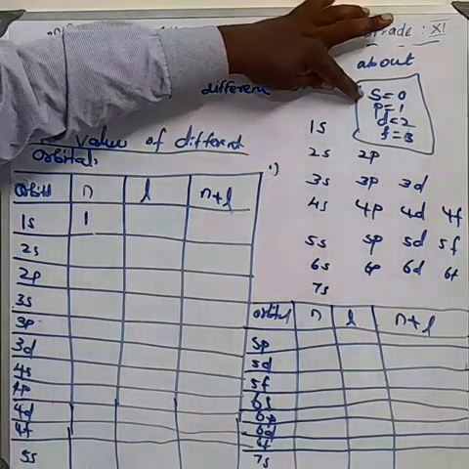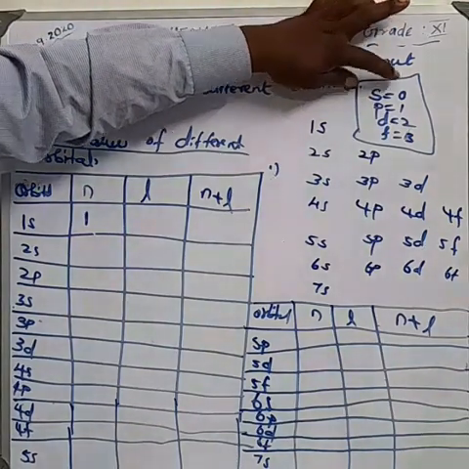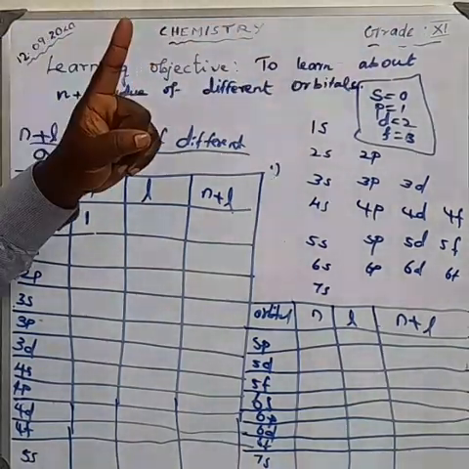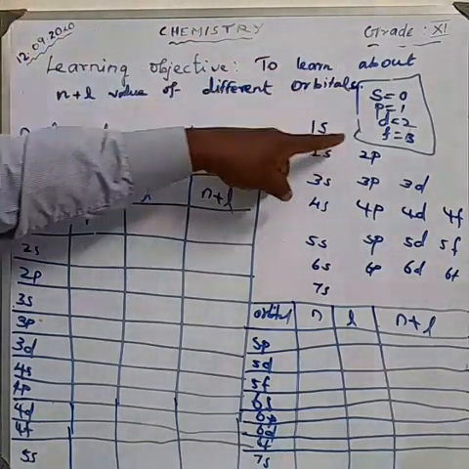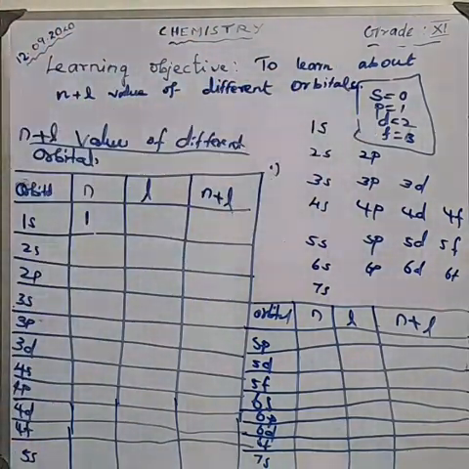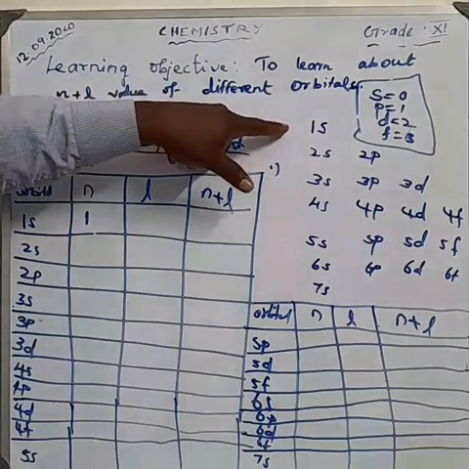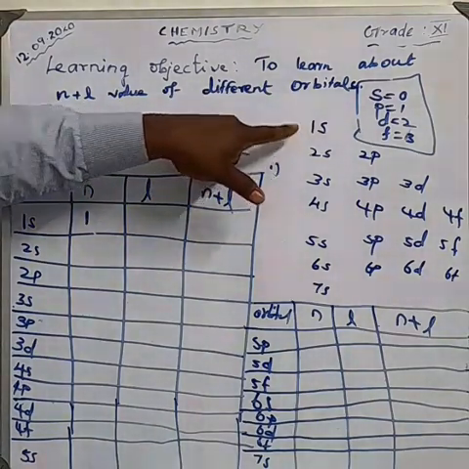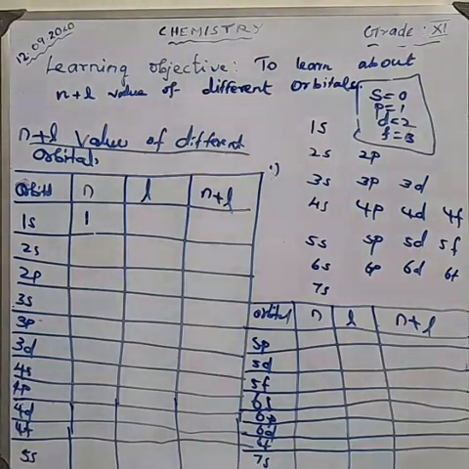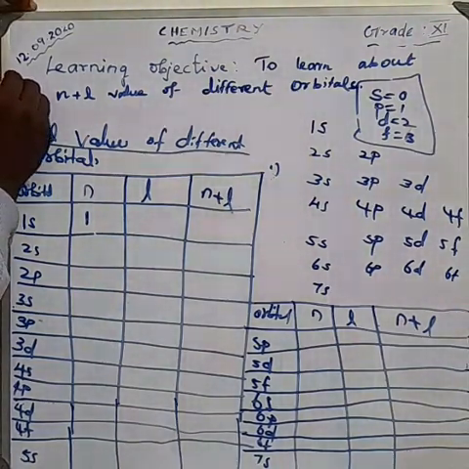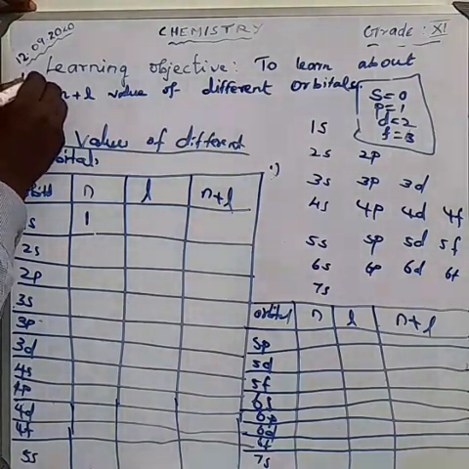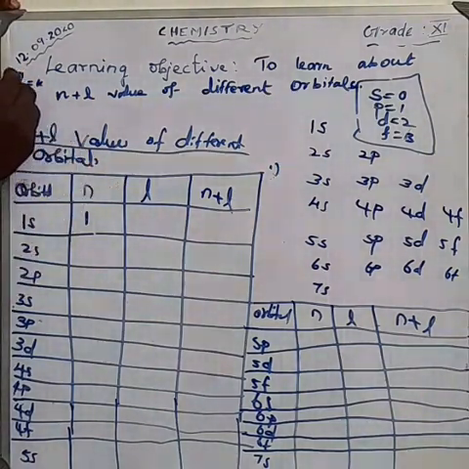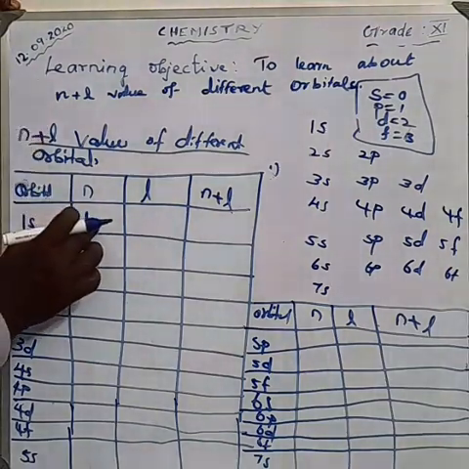S is always 0. Say all of you. S is always 0. What about P? The value is 1. What about D? The value is 2. And what about F? The value is 3. Here, 1s: the 1 denotes the K shell. Am I right? Which shell? K shell. So n is equal to 1.